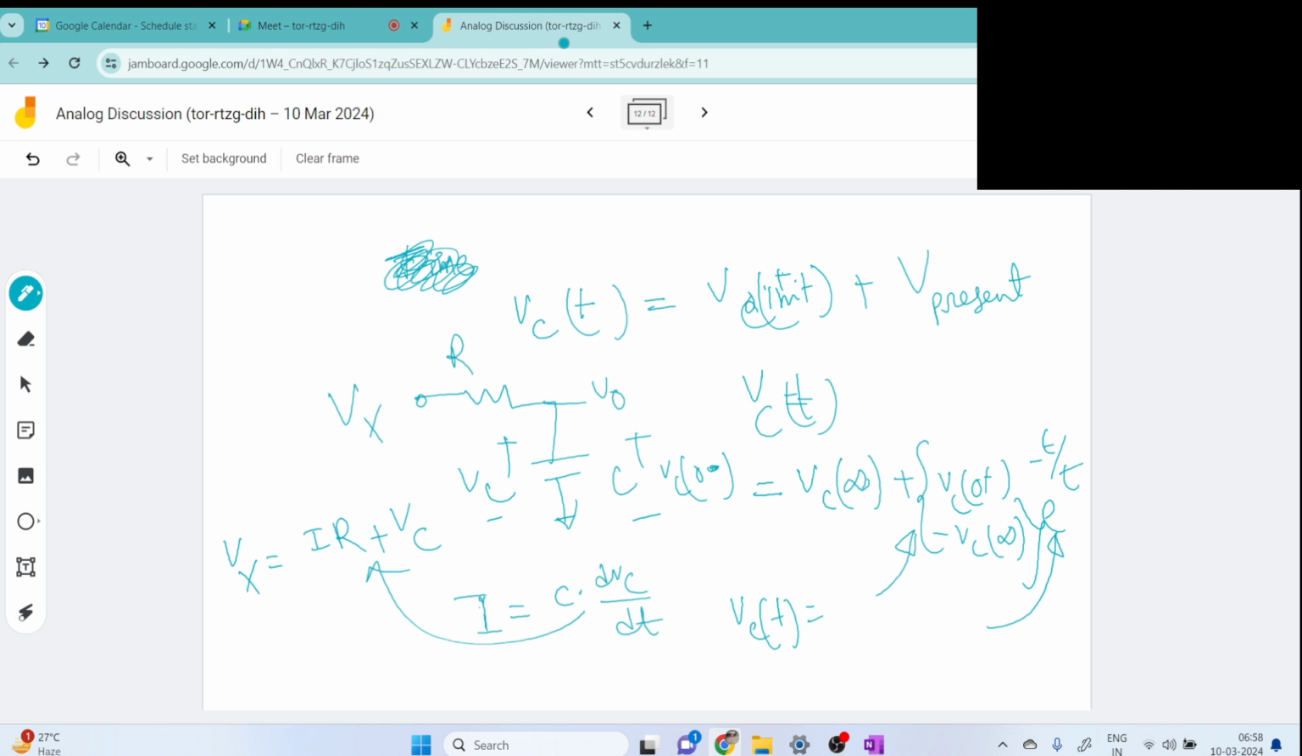Here this tau is called the time constant, and this is nothing but RC, and the unit will be seconds.